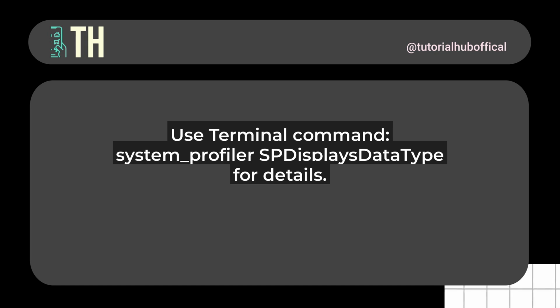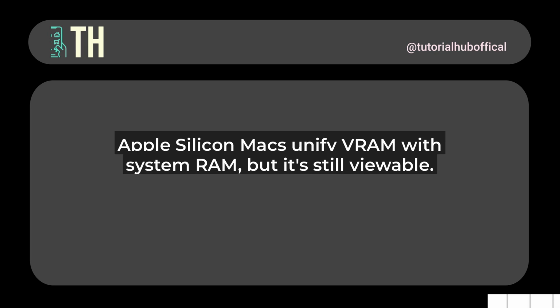If you want more in-depth info or automation, you can use the Terminal app. Open Terminal from Applications, Utilities, and type in the command system_profiler SPDisplaysDataType. Hit Enter, and it'll spit out comprehensive details about your display and VRAM. Pretty cool, right? Keep in mind, for newer Macs with Apple Silicon, VRAM is unified with system RAM, so the reporting might look a bit different, but it's still accessible.